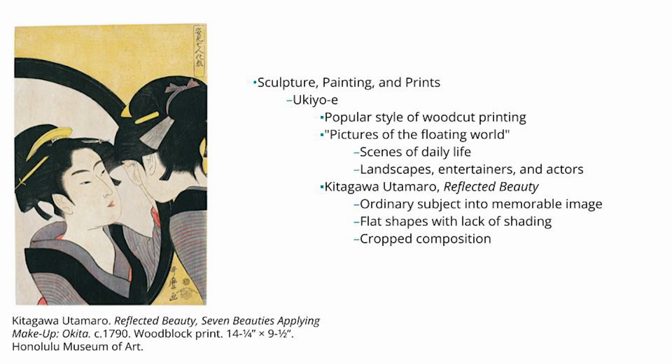world. This example by Kitagawa Utamaro is called Reflected Beauty, and it turns an ordinary subject into a memorable image. This is not a famous person or a spiritual leader. This is just an average woman. And it uses very flat shapes with a lack of shading, which is very iconic to the Japanese printmaking and woodcutting style. And also, you start to see a very cropped composition here. There's more happening outside of where the image ends, but it's cropped to just show the most interesting part.